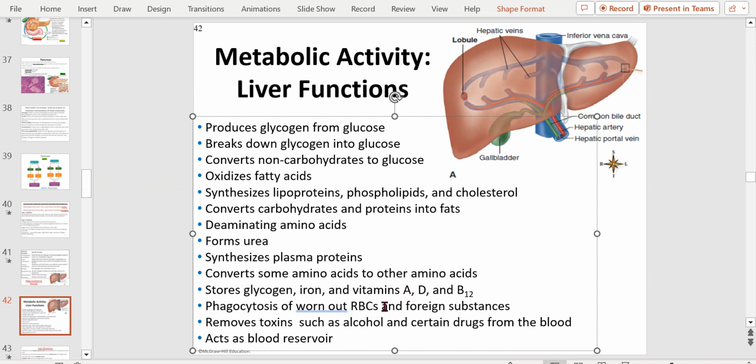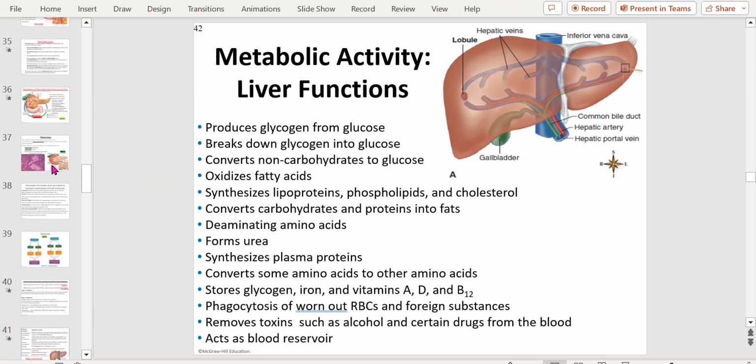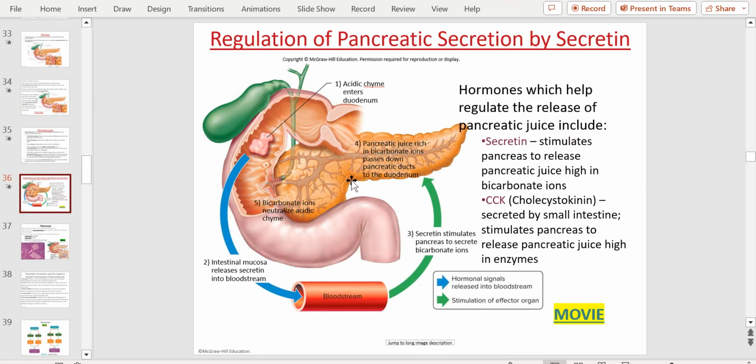The liver also does phagocytosis of worn out RBCs and foreign particles, removes toxins such as alcohol and certain drugs from the blood, and acts as a blood reservoir. So basically what the liver does, the food comes down the stomach and into the small intestine where it's absorbed by those lacteals. Now all the food that has been absorbed by the small intestine, where does it go? Directly into the bloodstream? No.